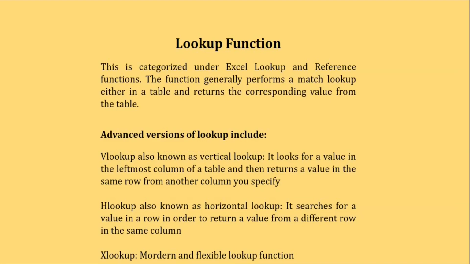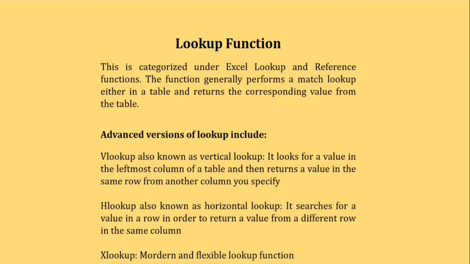So lookup itself na function, but e get some advanced versions, and some of those versions include the Vlookup, also known as vertical lookup, Hlookup, also known as horizontal lookup, and Xlookup, wey dey more recent than lookup, Vlookup, and Hlookup. So Vlookup, this one dey search for value in the leftmost column of a table, and then it go return that value in the same row from another column wey we specify. While Hlookup, it dey search for value in a row in order to return the value from a different row in that column.